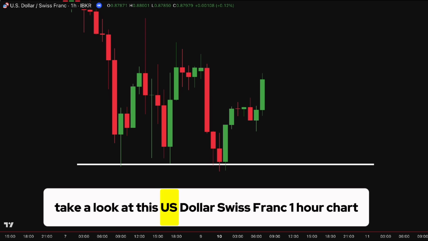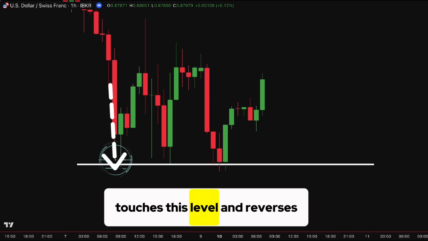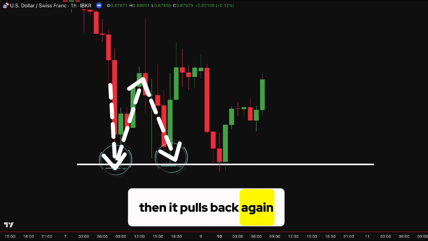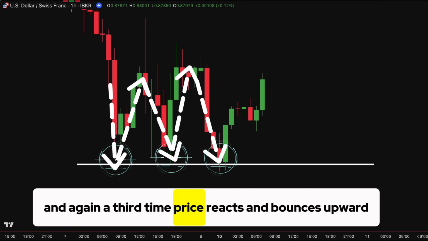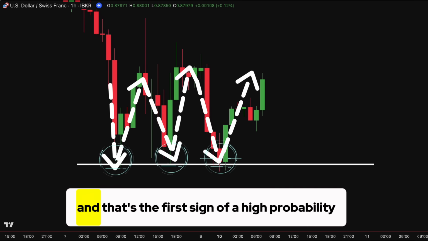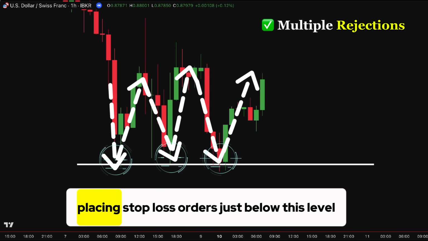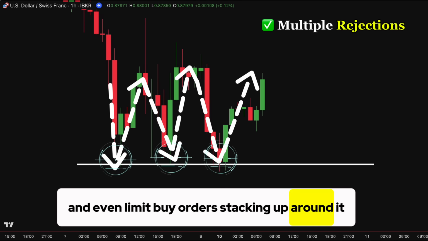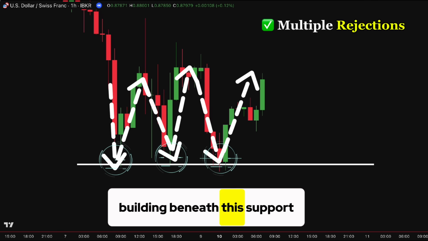Alright, take a look at this US dollar Swiss franc 1-hour chart. Notice how the price comes down, touches this level and reverses. Then it pulls back again, hits the same level and reverses once more. And again a third time, price reacts and bounces upward. This level has now been tested multiple times, and that's the first sign of a high probability liquidity zone. Why? Because multiple rejections mean multiple traders placing stop loss orders just below this level, and even limit buy orders stacking up around it. In other words, there's sell-side liquidity building beneath this support.